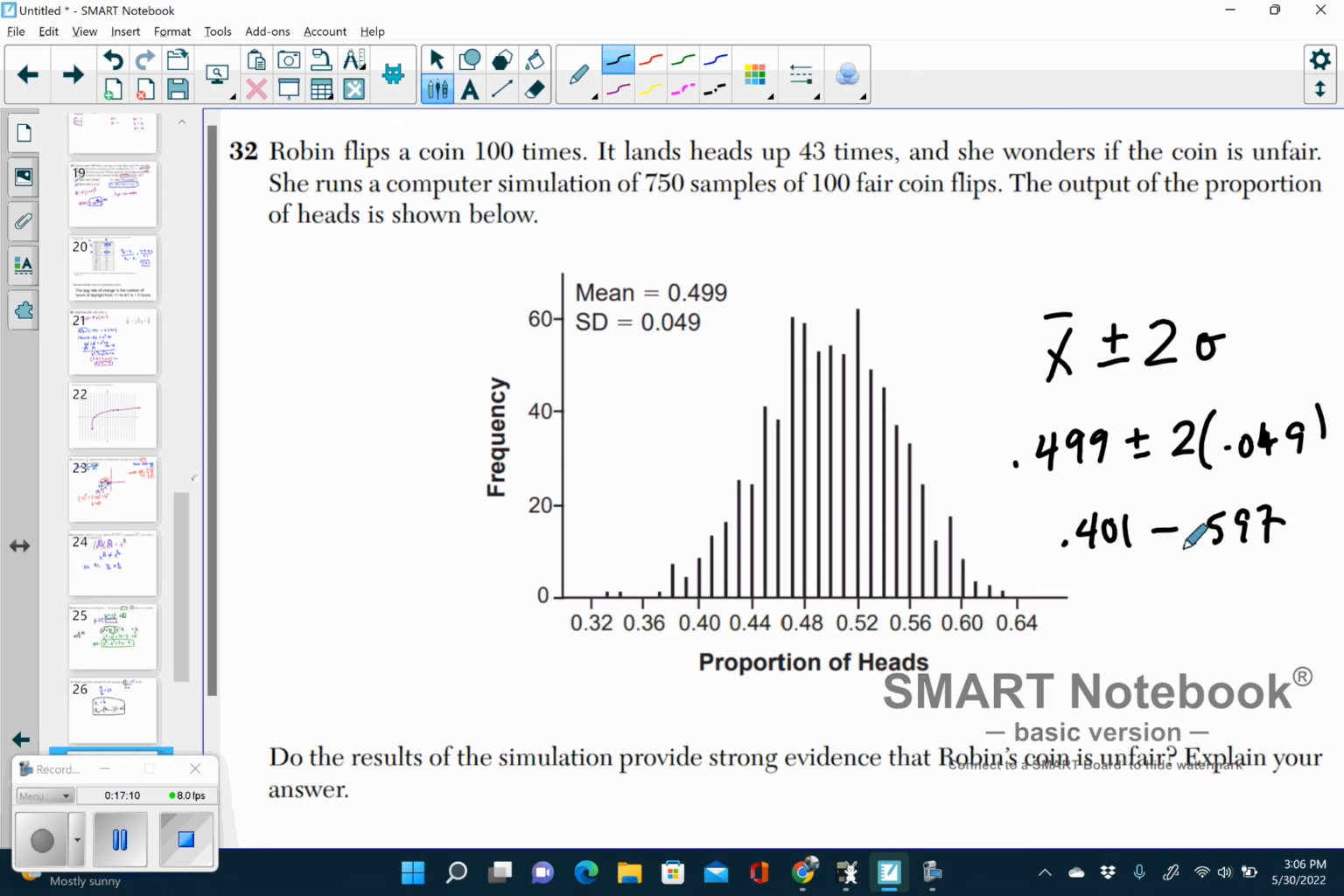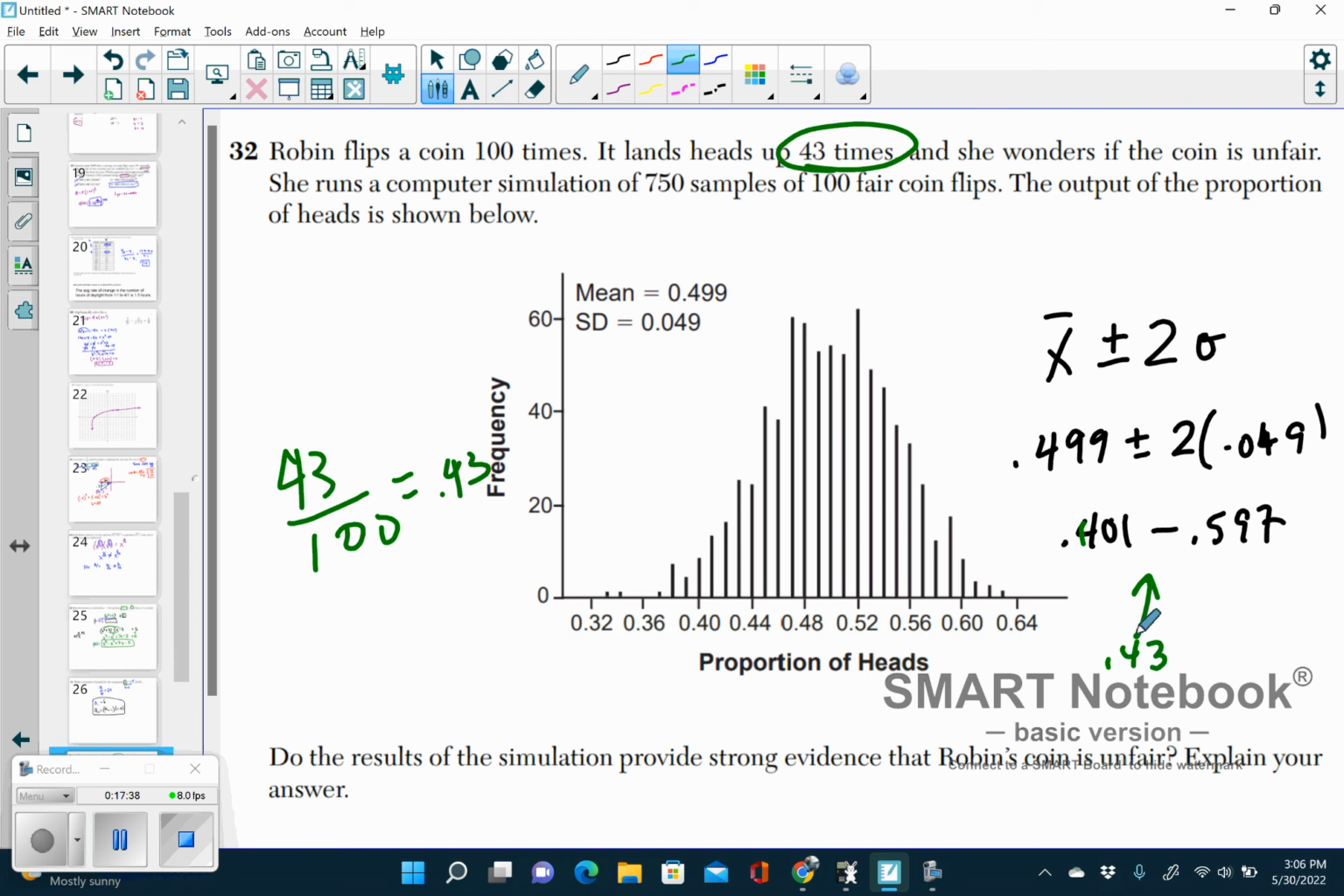So this is my interval. She flipped heads 43 times out of 100. So 43 out of 100 is 0.43. That's 43%. And I can see that 0.43 is between 0.40 and 0.60 almost. So 0.43 is here.